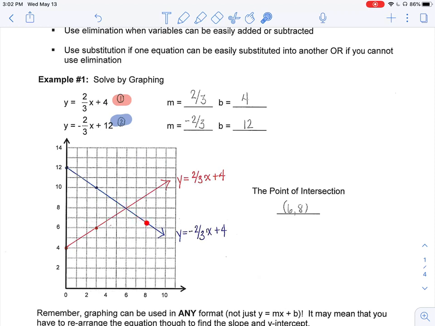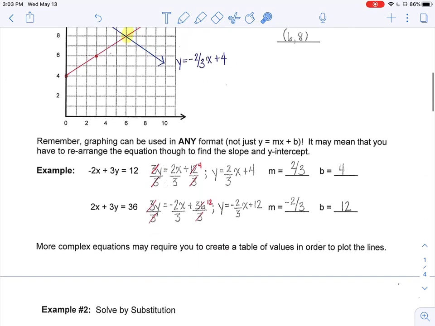So when we go ahead and place that on the graph, we can see how that line would represent that equation. Visually looking at it, we can easily see the point of intersection, which would be, well, x is 6 and then y is 8. So the point of intersection is (6, 8).